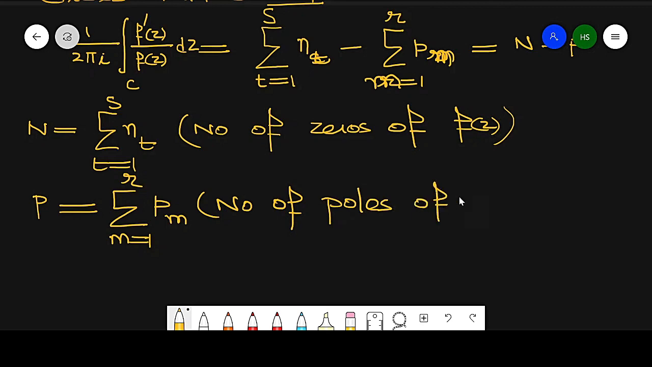So this proves our result, which relates the number of zeros and poles of a meromorphic function. This result is very important for the principle of argument. So in the next lecture, we will discuss the principle of argument.